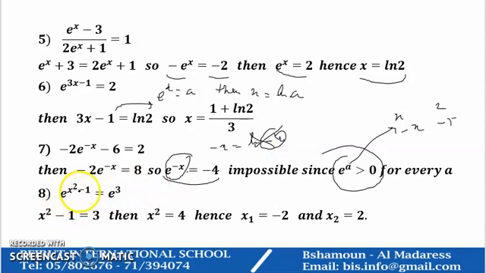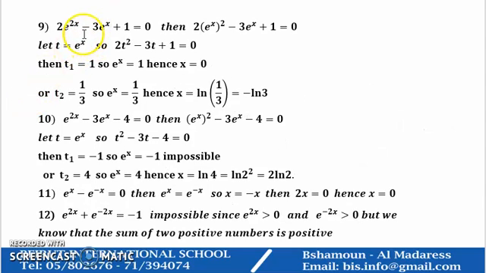Here I have e^(x² minus 1) equals e^3. Since they have the same base, which is e, I can deduce that the exponents are equal. x² minus 1 equals 3, so I can deduce x1 equals minus 2 and x2 equals 2.